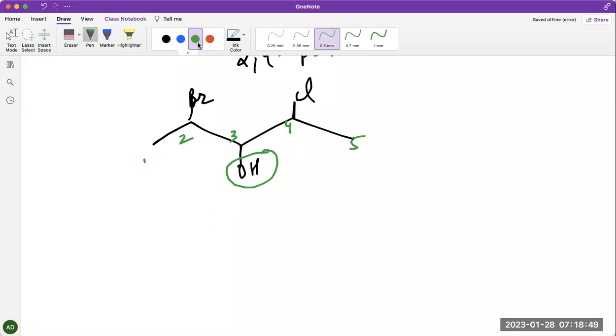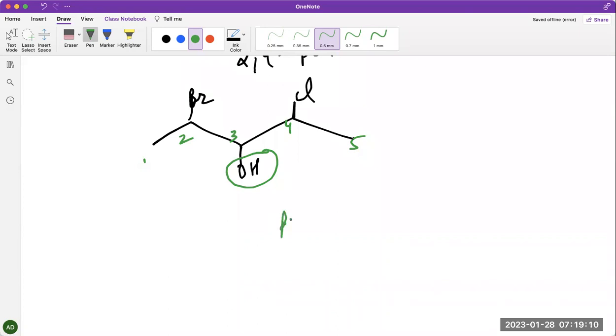Okay, so now how do we name this? We know that at position 2, we have a bromo. At position 4, we have a chloro. And then we have 5 carbons, and then we have the alcohol. So you can stop the video here if you want and complete the answer. You can pause it here.